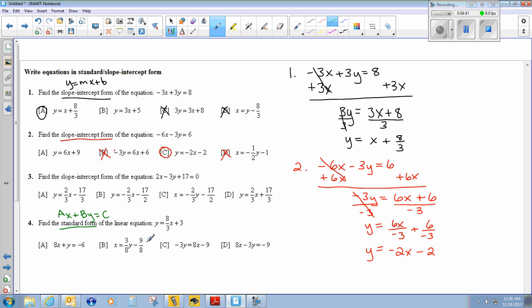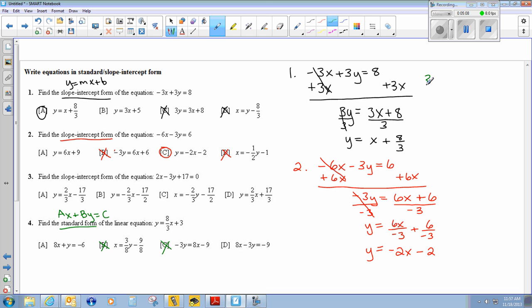This one is solved for x, which means it's not in standard form. We can eliminate that choice. This one is not in standard form. It's got the x and the y on opposite sides, and we want them to be on the same side. So we can eliminate that as a choice. This one is in standard form. We have something times x and then something times y, and it equals a number. So this one is a possibility.